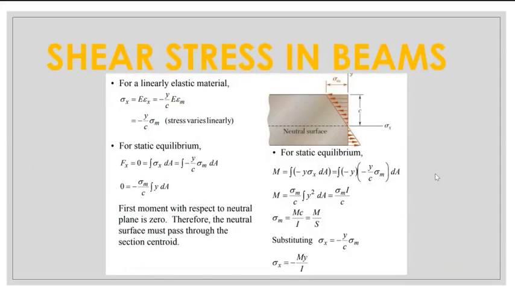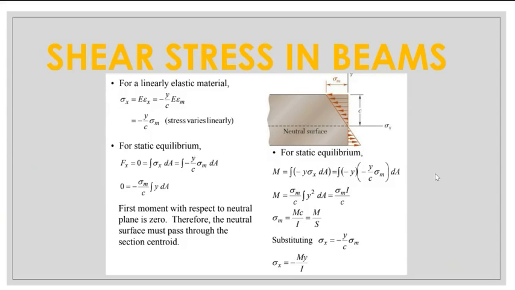Now we have shear stress in beams. Basically it's just the derivation using those integrals. The concept to be understood here is, first of all, you need to understand what a neutral surface is. A surface which suffers no deformation or deviation is known as the neutral surface. Usually it is at the centroid of the beam, and all the deformation that takes place is either above that surface or below that surface.